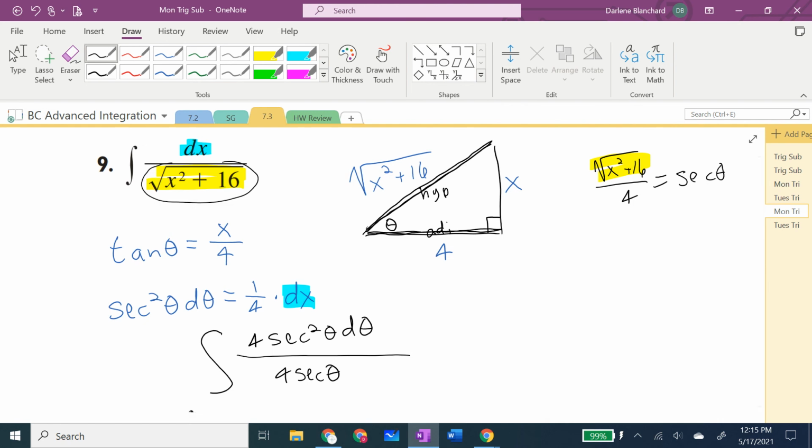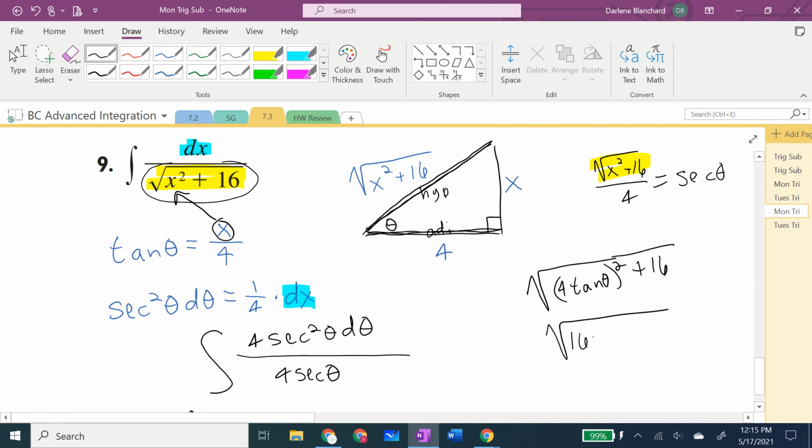You could have also directly plugged the x in here. And if you'd done it that way, you would have had 4 times tangent theta replacing the x. And do you see the trig identity? Tangent squared theta plus 1 is secant squared. And then I square root the whole thing, and that gives me 4 secant theta.